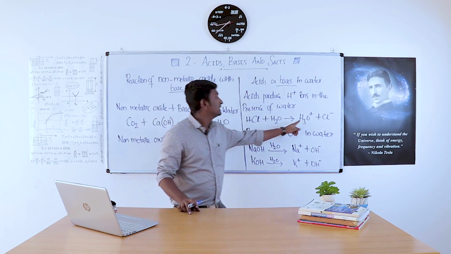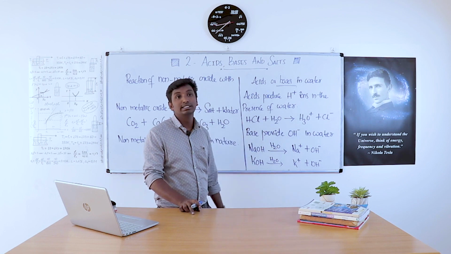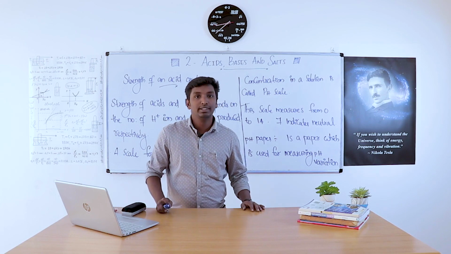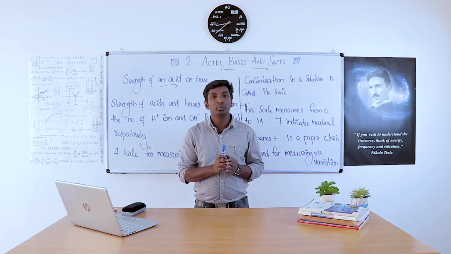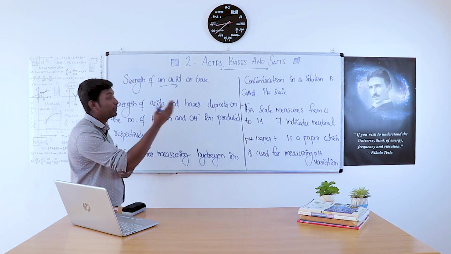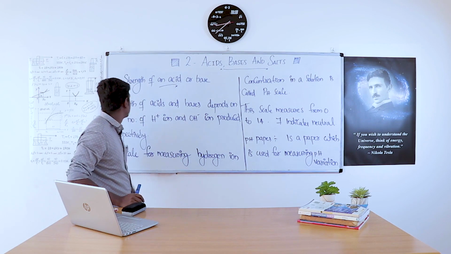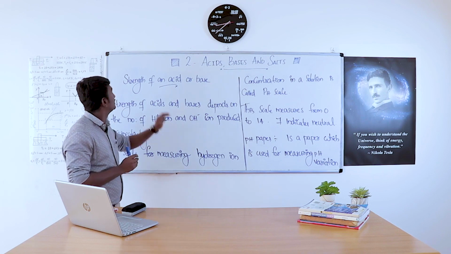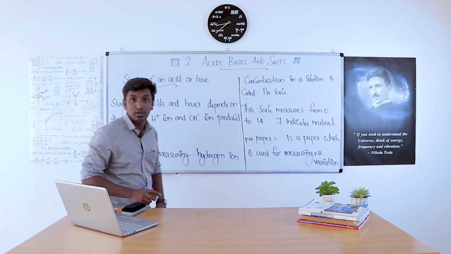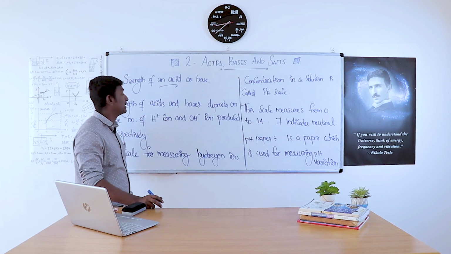Clear? H+ ions cannot exist alone, but exist as H+ in aqueous form or H3O+, that is hydronium ions. Okay. How should we find the strength of an acid or base in a solution? The strength of an acid or base depends on the number of H+ ions or OH- ions produced respectively.